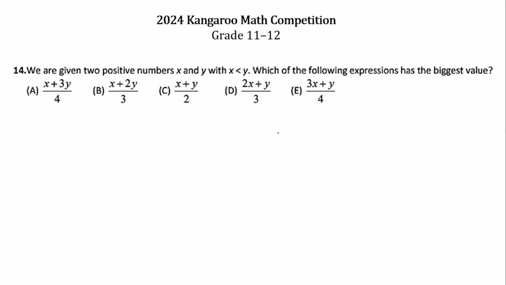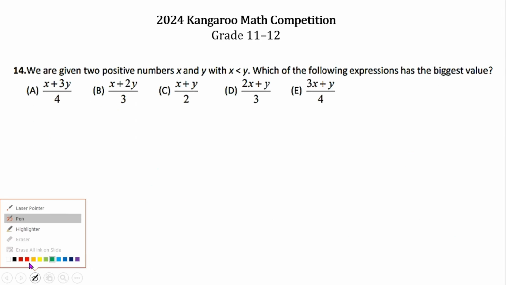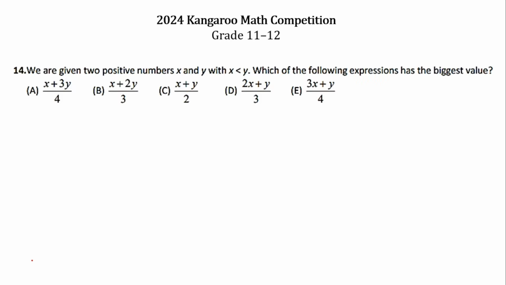Let's have the next item, 14. We are given two positive numbers, x and y, with x less than y. Which of the following expressions has the biggest value? We can be rigorous about our solution by manipulating each expression, but the simplest way we can solve this problem, though not really rigorous, is just by choosing any values of x and y and then plugging in these values and then comparing the resulting values.